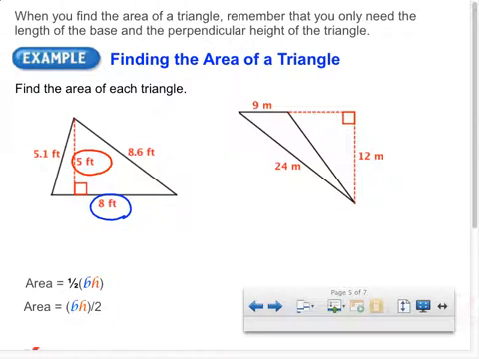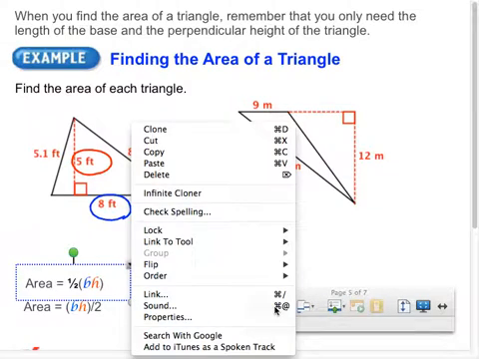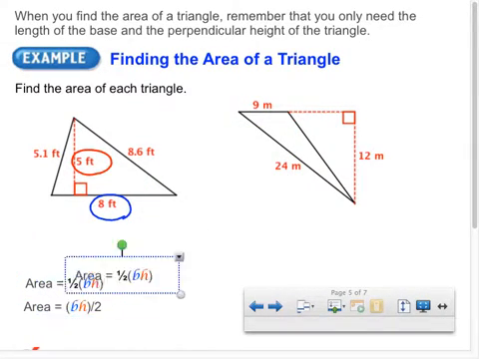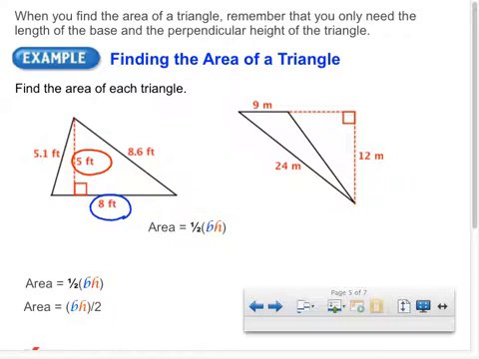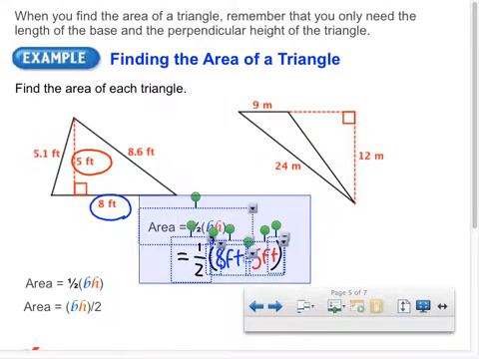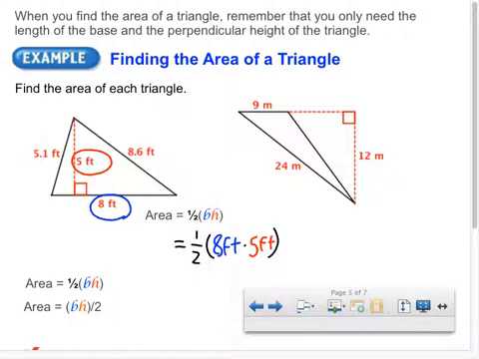And then here's my formula right here. I need 1/2 the base times the height. So if I fill in my values for base times height, I have 8 feet. And I need to multiply that to 5 feet. Okay, so Jeffrey, what happens when I simplify this? What do I get back?